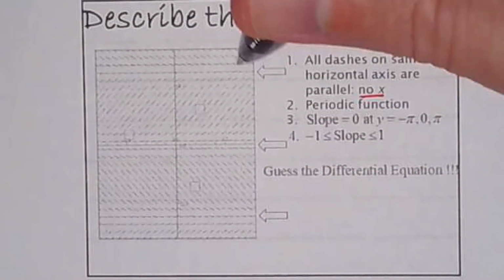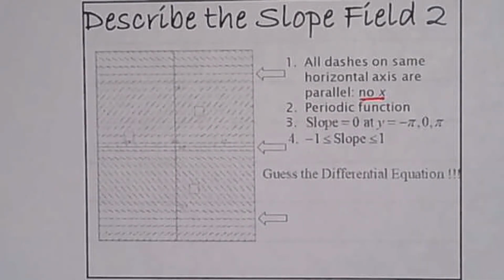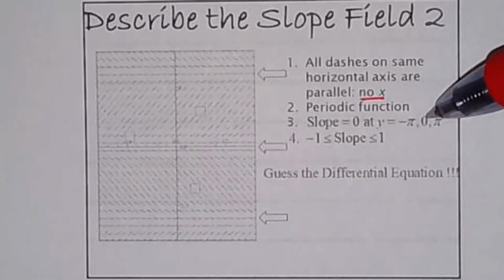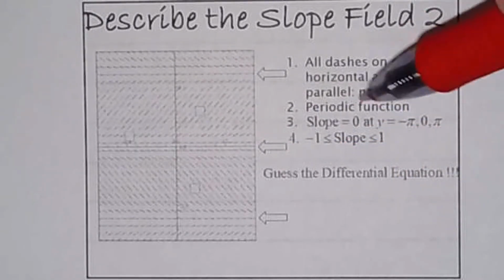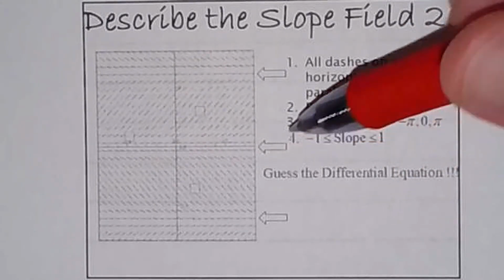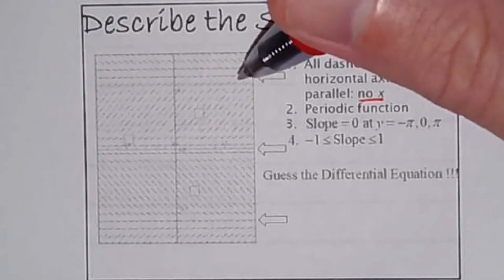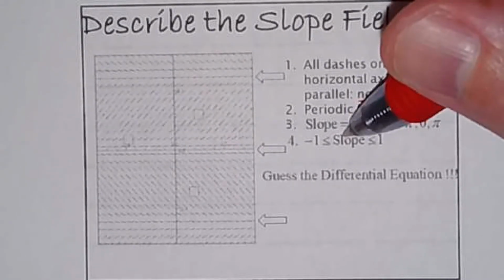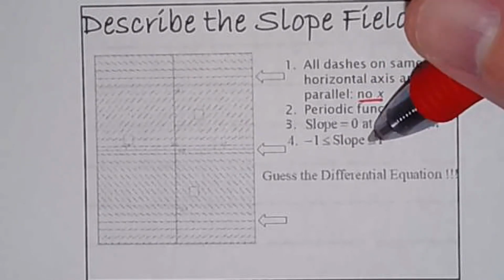So it could be a sine cosine wave. The slope is equal to 0 at negative pi, 0, and pi. So you can see that there are 0 slopes at 0, negative pi, and pi. And all the slopes are either greater than or equal to negative 1 or less than or equal to 1.